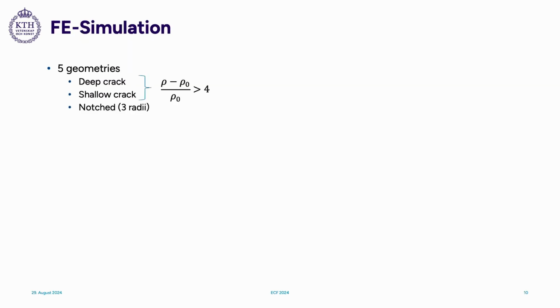Gustaf then simulated all the 5 geometries. So the deep cracked ones and the shallow cracked ones, here we had the criterion, because the crack was modeled with a small notch, that the deformed notch minus the initial notch should be larger than 4 times the initial notch. And for the notched ones, we just used the radii that were given through the experiments.